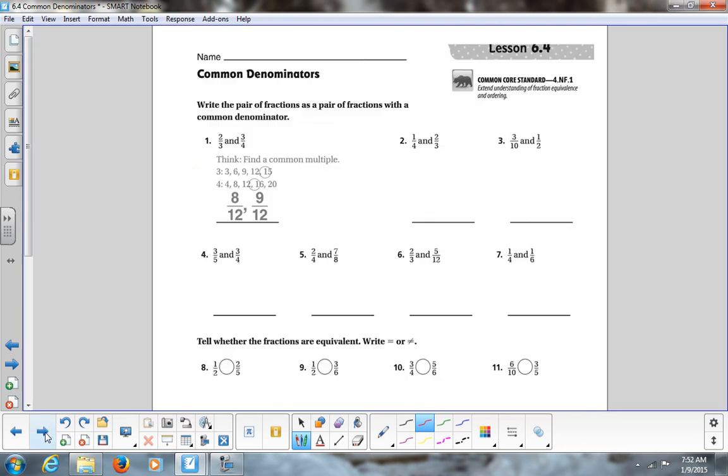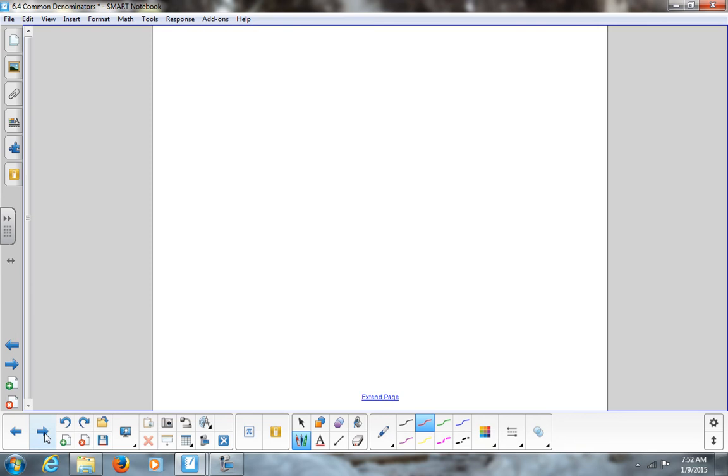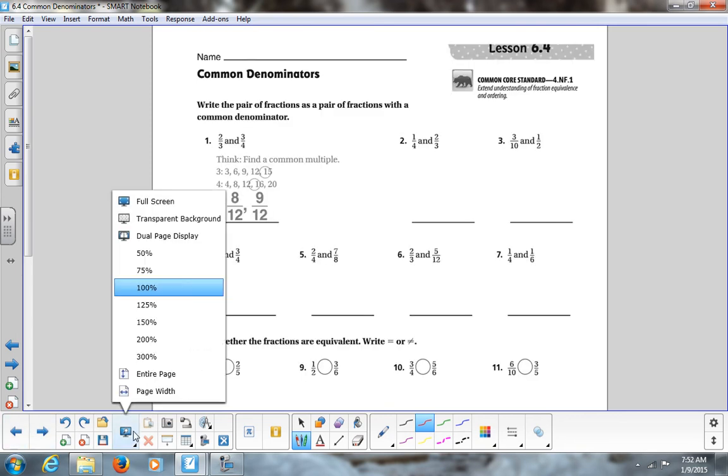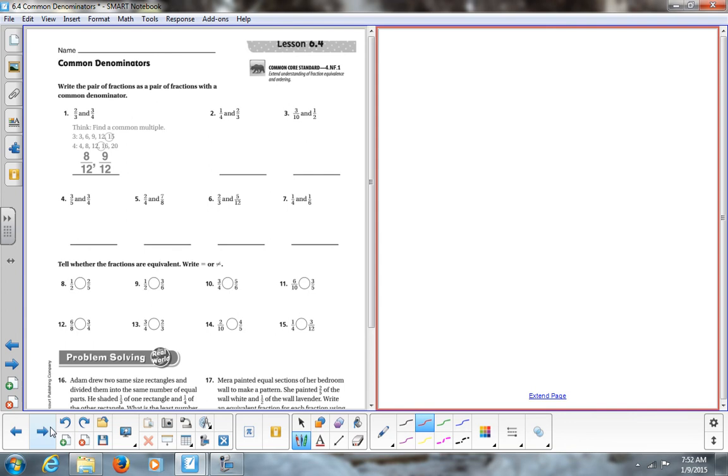All right, let's take a look at our homework. All right, so let's see, do I have another piece of paper? Good, I have a blank piece of paper. Let's go dual screen. All right. Let's do number 3 together and number 5 together.